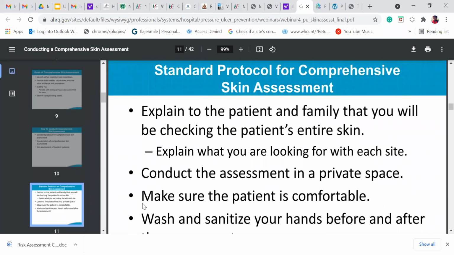Now, when a patient comes to you, it's important that you explain to the patient and the family that you will be checking the patient's entire skin. You can imagine, you can't just walk up to the patient and start checking and opening the clothes. You have to take consent. Apart from taking consent, you need to explain the reason for checking the skin. They might not understand the importance of this, so you need to let them understand why you need to check their skin. Explain what you're looking for with each site.